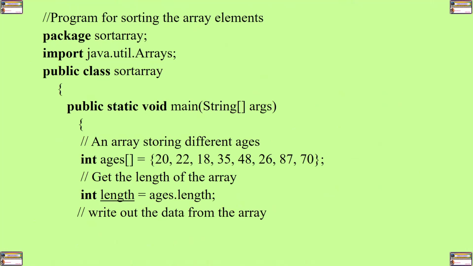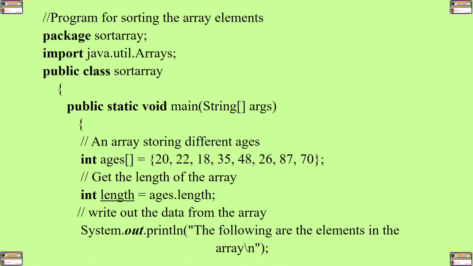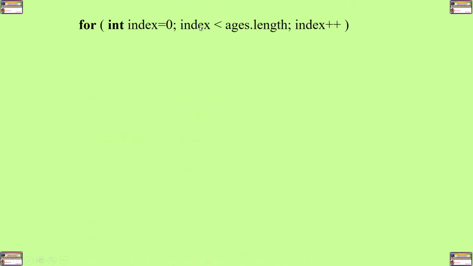Then we can write out the data from the array. So we can display the statement that the following are the elements in the array, and then we use a for loop to go through each of the elements one at a time as we display it on the screen. So the for loop is just as we have discussed before.